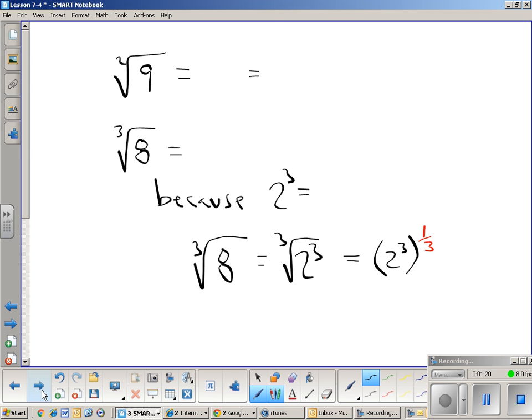So the first thing I want to do is walk you through some examples of how we're going to write these as rational exponents. And the first case, I'm going to write this as the square root of 3 squared. Okay? And then I'm going to rewrite it as a rational exponent. So this is 3 squared, and the square root means the 1/2 power. Okay? Square root means 1/2 power.